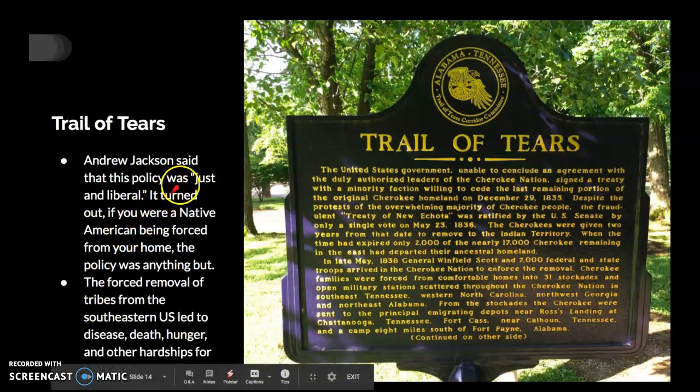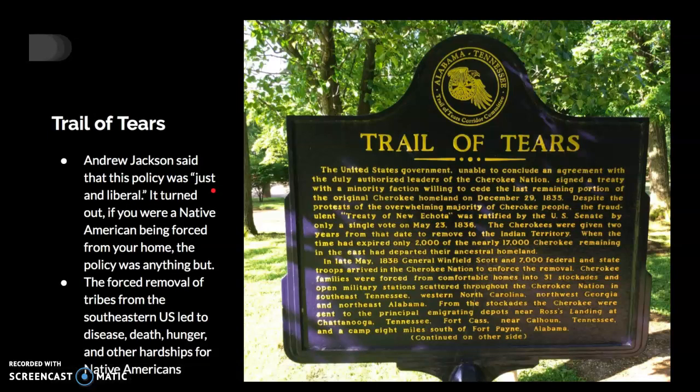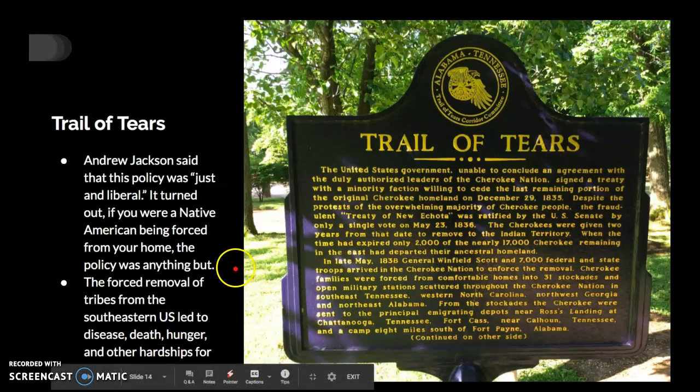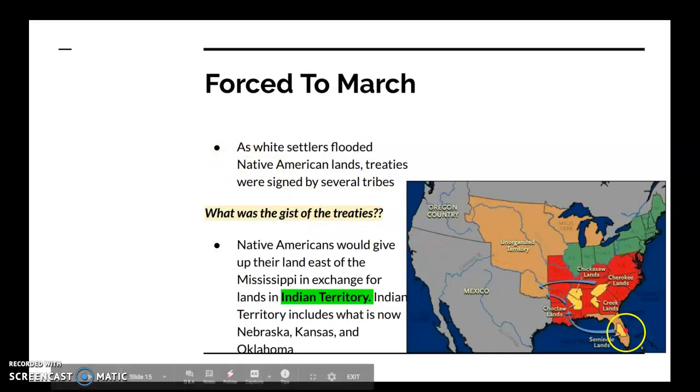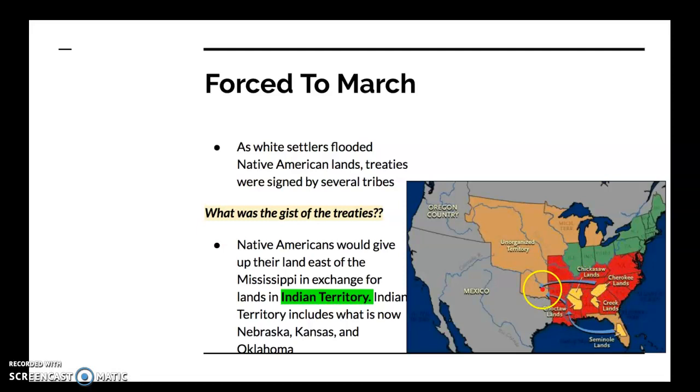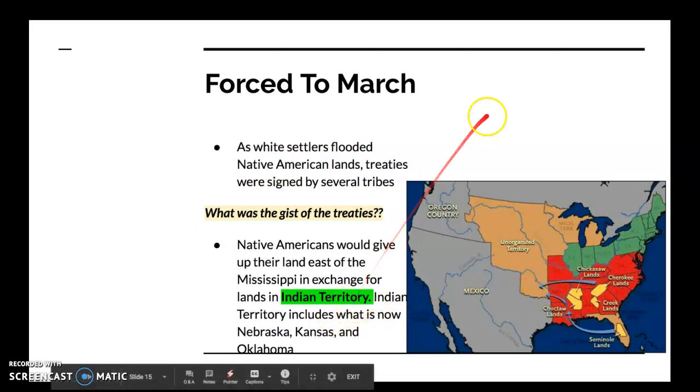So Andrew Jackson says, in his opinion, that this policy, the Indian Removal Act, was just and liberal, meaning it was fair. But it turned out that if you were a Native American being forced from your home, that policy was anything but fair and liberal. All right. The forced removal of the tribes from the southeastern United States led to disease, death, hunger, and other hardships for Native Americans. So I put this map in here. You can see the paths and the routes that a lot of these tribes from the southeastern United States took on their way out to what we will learn is called Indian Territory.